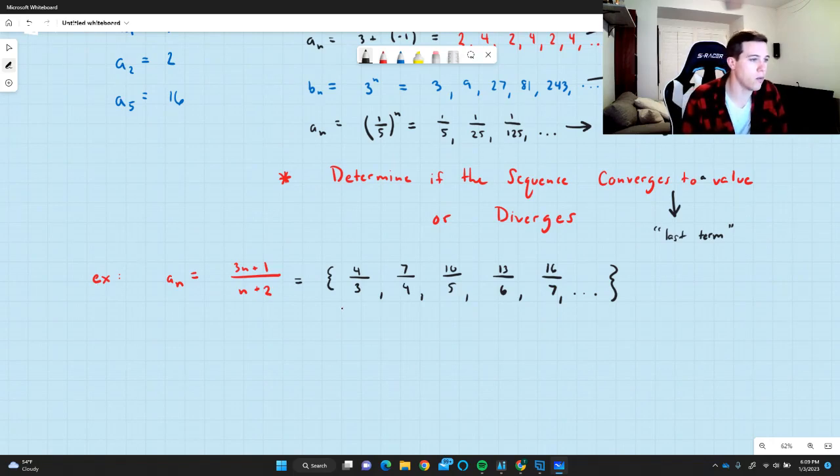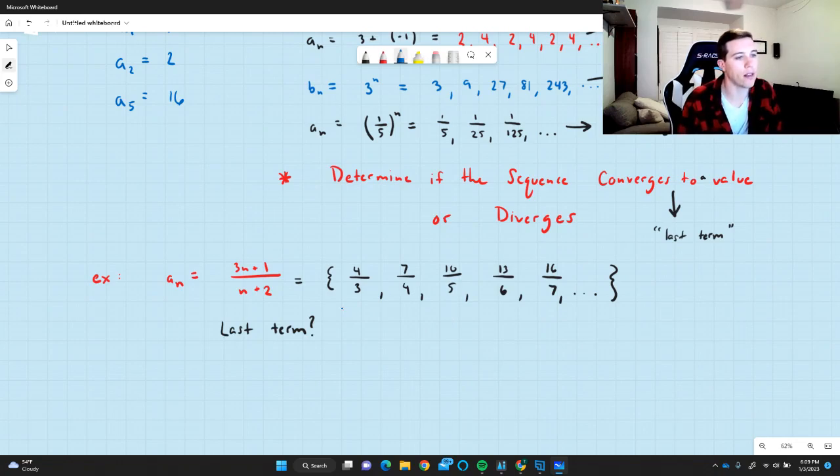Like this first one is 1 1/3, and then slightly less than 2, and then 2, and then barely bigger than 2, and then even smaller. Like the distance between them is getting smaller and smaller. So if I were to ask you, is there a last term, which is the same question as does this sequence converge or diverge? It turns out this one converges. There is a last term.